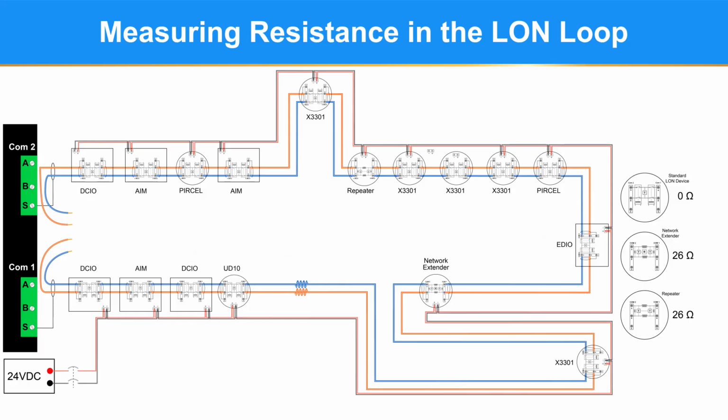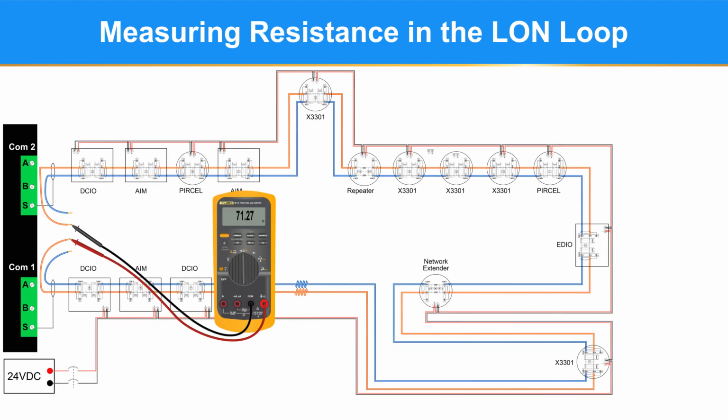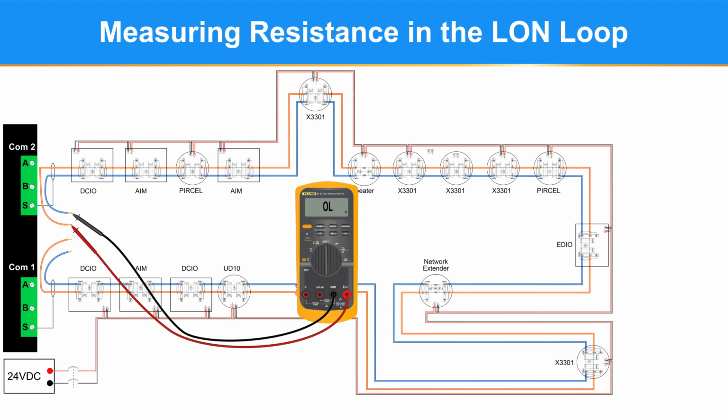So with the power removed from the controller and the LAN network disconnected at each end, you should check the resistance reading A to A. There is around 16.6 ohms of wire resistance plus 26 ohms for each network extender and repeater. There is one of each, so that is 52 ohms, so I should be reading around 68 ohms. I am actually reading about 70, so that looks good. Then check B to B. It should be very close to the A to A reading. It is. And then finally, check A to B. You should be reading infinite ohms.